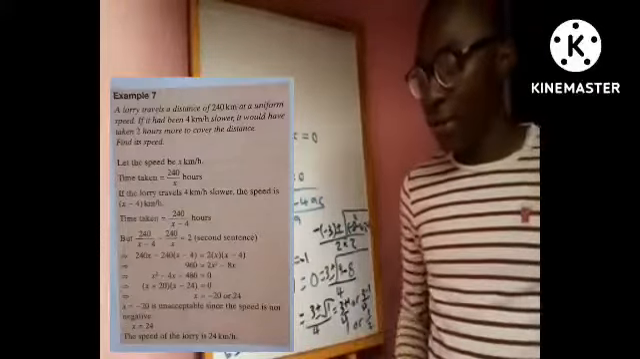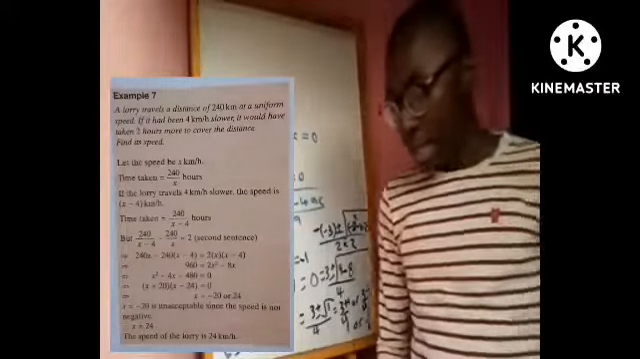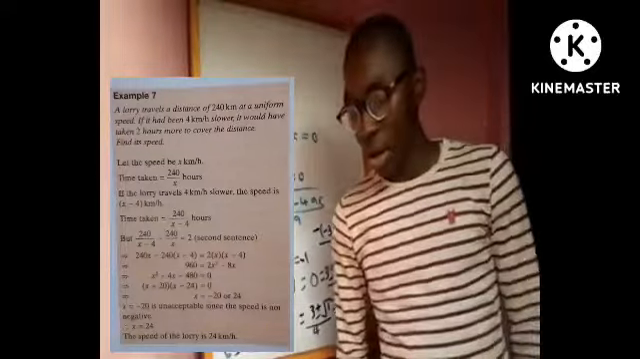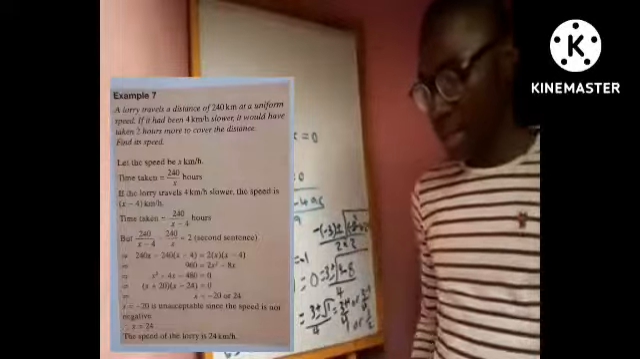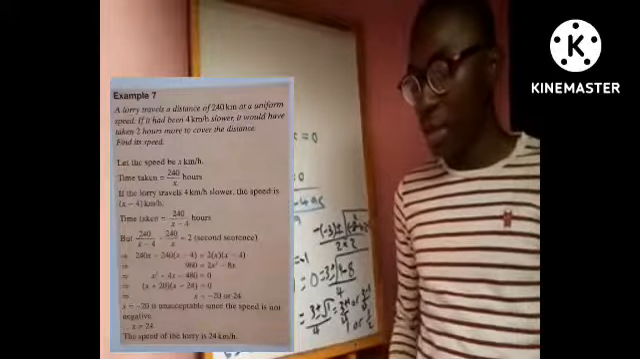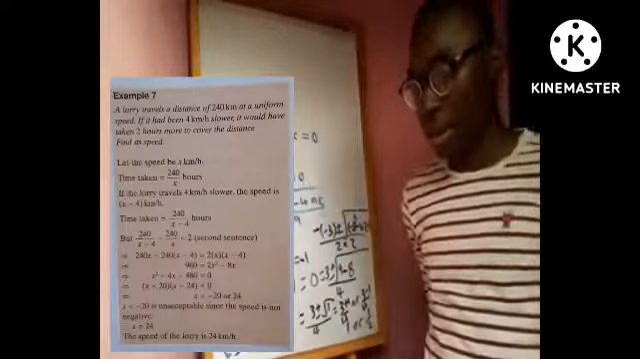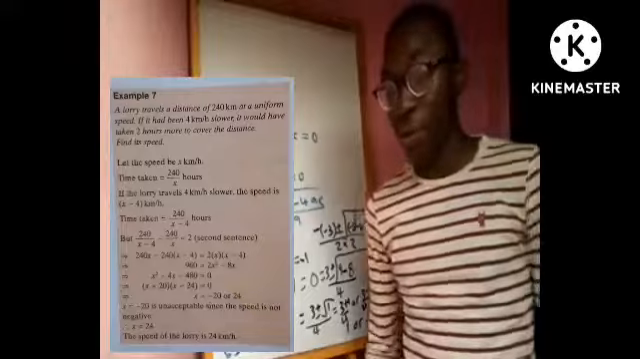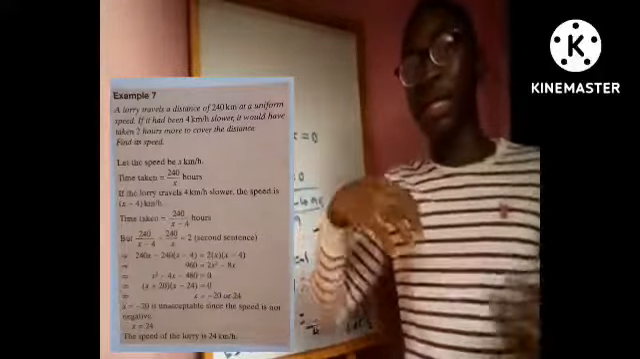A lorry travels a distance of 240 km at a uniform speed. If it had been 4 km per hour slower, it would have taken 2 hours more to cover the distance. Find its speed. So here we are saying that let the speed be x km per hour and the time taken be 240 over x hours. So if the lorry travels 4 km slower, the speed will be what? x minus 4, because if the speed initially is x, and you travel slower, you are reducing the speed, and the new speed will be what?